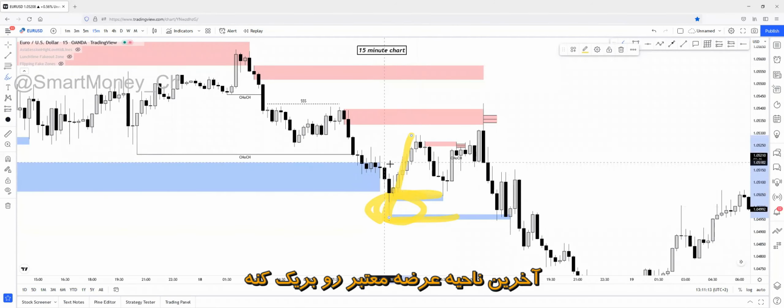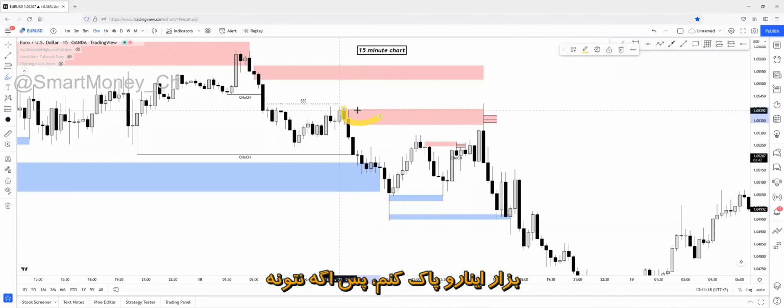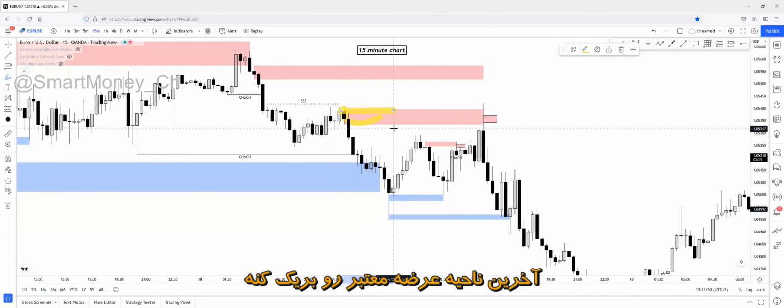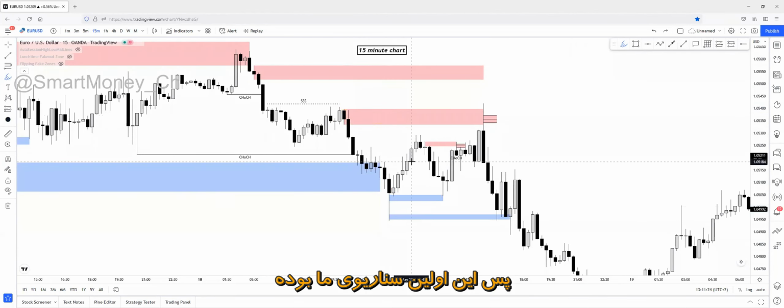zone, can take out the less recent valuable supply zone, which is up here. So if it can take out the less recent valuable supply zone, which is up here, then demand will be weak. So this was our first scenario.